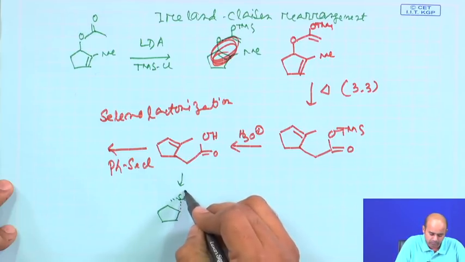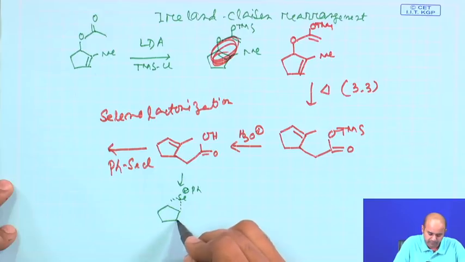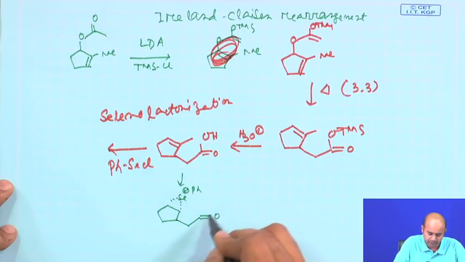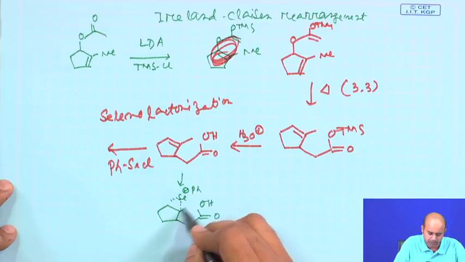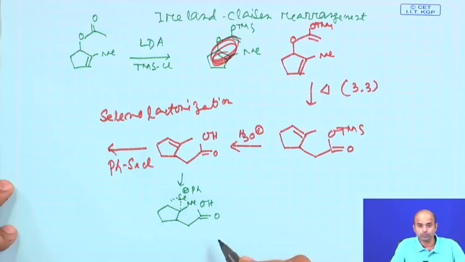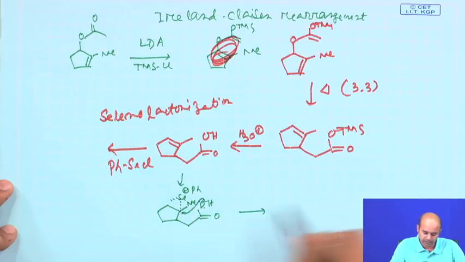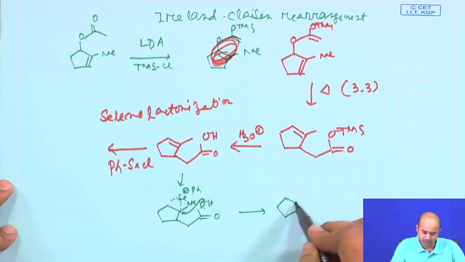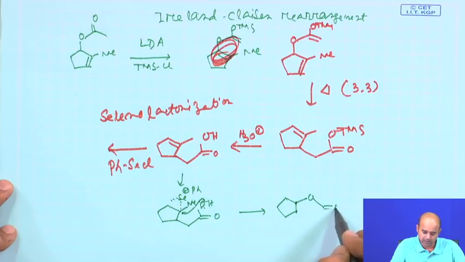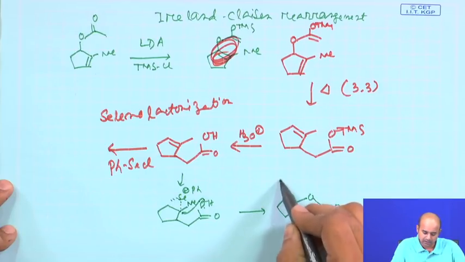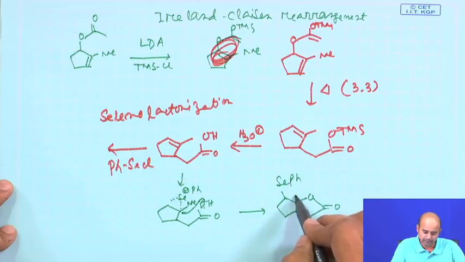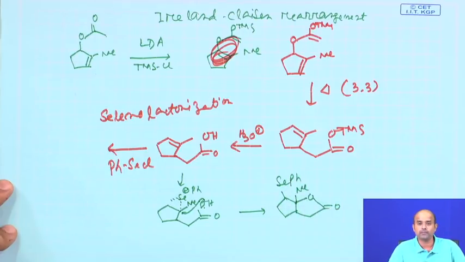This seleno species will behave in a similar way, the same way an iodo or bromo species attacks. Now, this oxygen internally attacks this carbon in a nucleophilic fashion, and then basically you will be getting the SePh here. The next step is you have to get rid of the selenium.